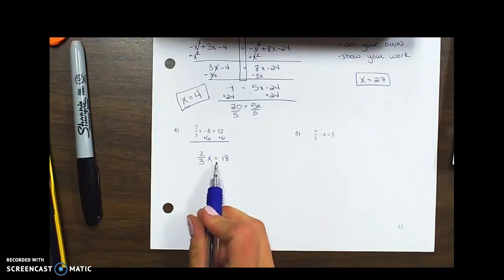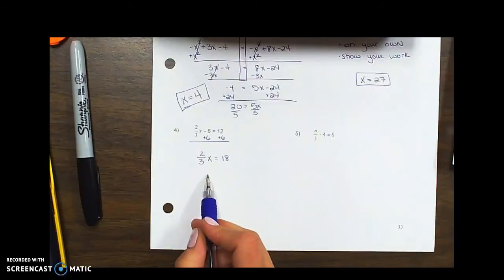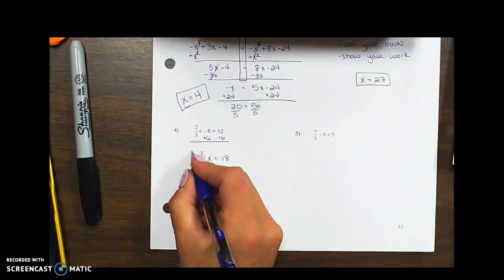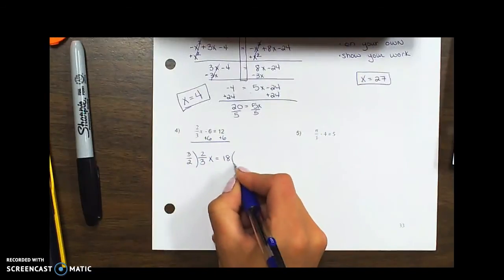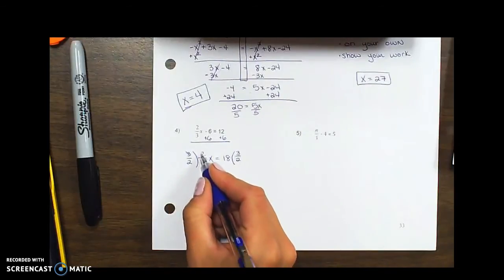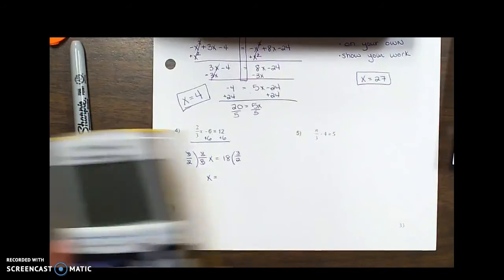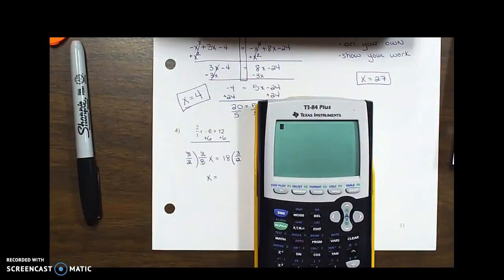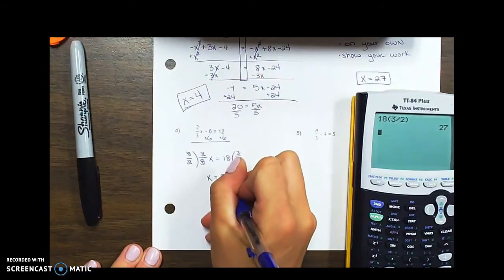Now we have a fraction equal to a whole number. So now we can't divide a fraction by a fraction. You can't divide fractions. So instead we're going to multiply by the reciprocal. Now we multiply by the reciprocal because now the 3 cancels with the 3, the 2 cancels with the 2. We have just x is equal to, and then over here, as a reminder, your calculator can help you out: 18 times parentheses 3 divided by 2, and we get 27. So x equals 27.